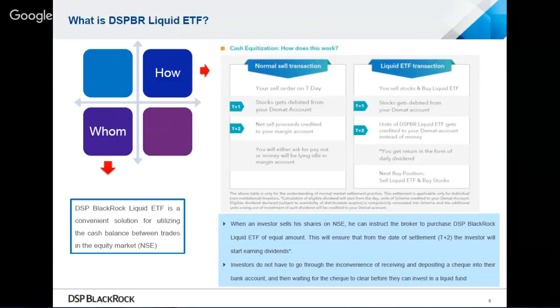So in that sense, it makes the entire process very efficient, and it is the best and convenient way to utilize idle cash between trades. Now, you could instruct your broker as and when you trade to subsequently buy liquid ETF, or similarly sell liquid ETF to fund purchase of your equity shares. You don't have to go through the inconvenience of receiving and depositing a check into your bank account and then waiting for the check to clear. So you just do away with all those hassles.